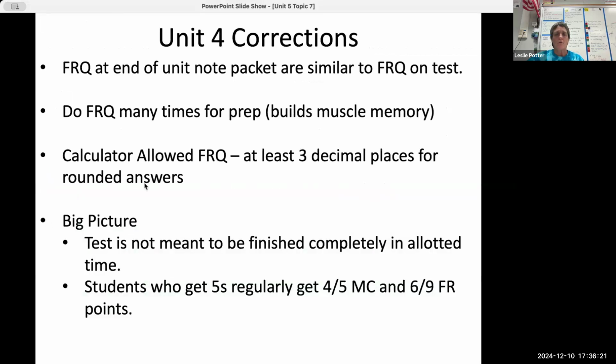Okay, so when we get into the classroom, we're really going to focus on corrections and any last questions you might have about the big three theorems. And so I can address those questions when we get to class.